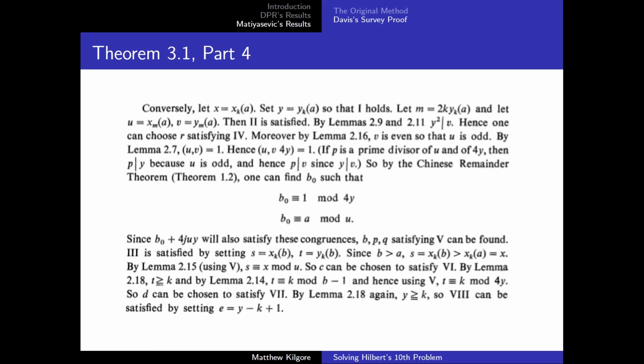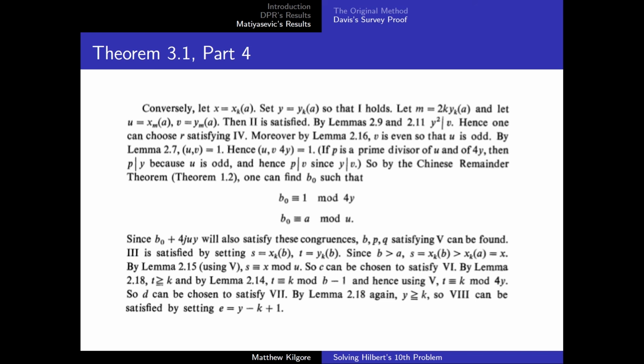Right, there's a paper justification here, which are separable. Thus we can find a b naught such that b naught is equivalent to 1 mod 4y, b naught is equivalent to a mod u. Obviously, b naught plus 4jy will satisfy these congruences. Thus we can get a b, p, and q satisfying the fifth equation.